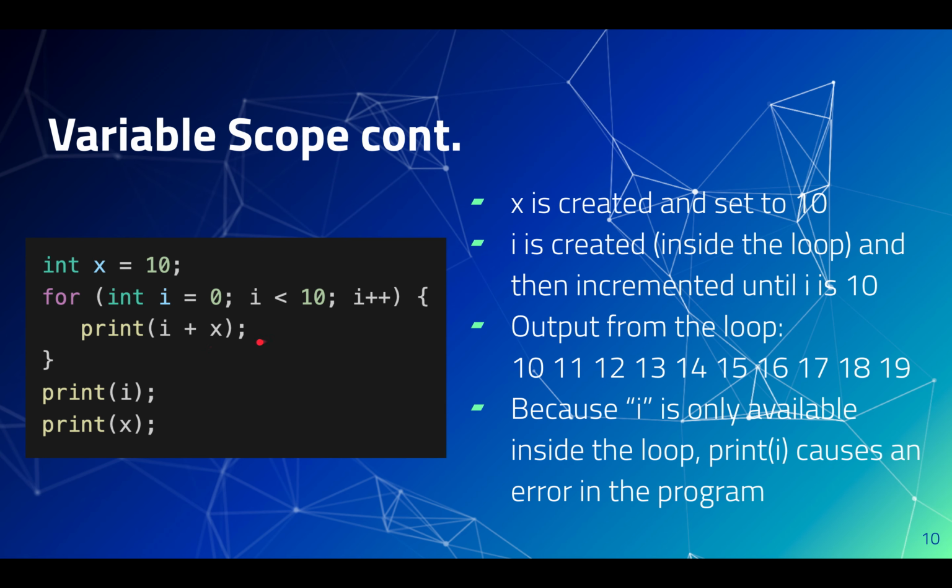And because i is only available inside the loop, this print i right here, because we created i inside the loop, will cause an error in the program. The print x will be fine because it was created outside the loop. But when you're initializing variables in the for loop, the scope would only be inside this loop.